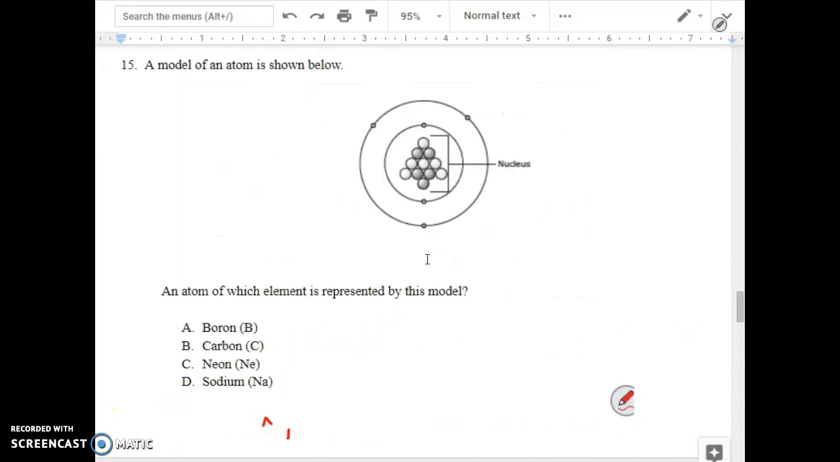Number 15, the model of an atom is shown below. Which element is represented by this model? So really easily, guys, because protons equals electrons, and 1, 2, 3, 4, 5, count our electrons, and that means also 5 protons. I look on the periodic table, that's carbon. I'm sorry, boron. Carbon is 6, neon is 10, sodium has 11.